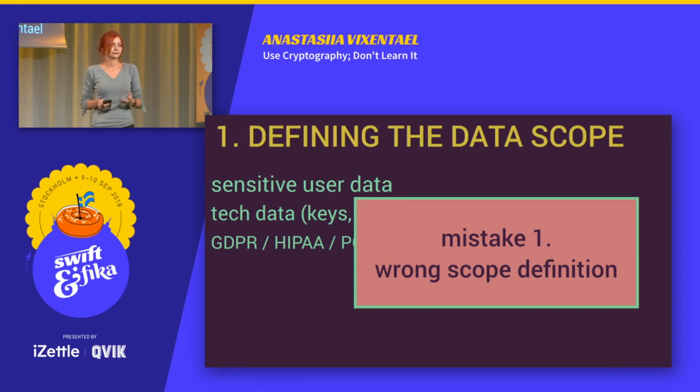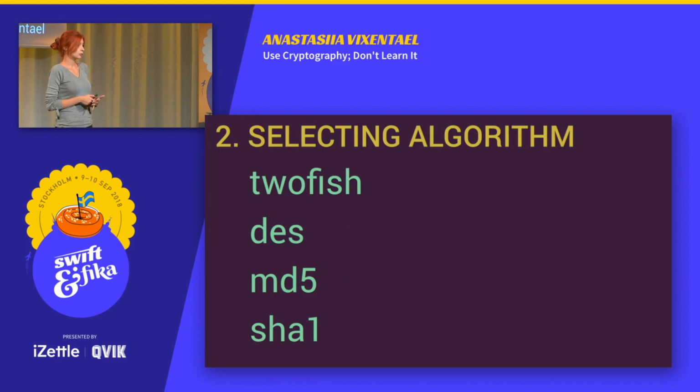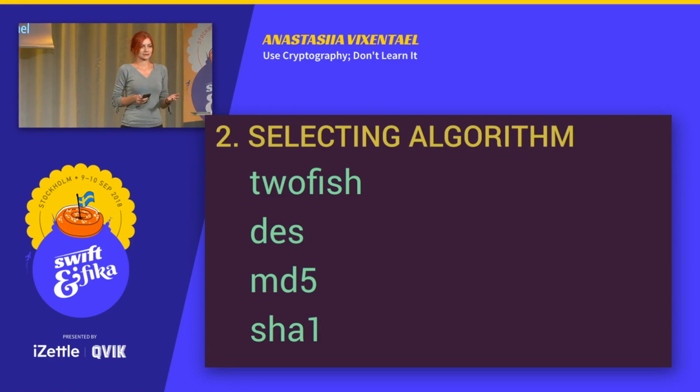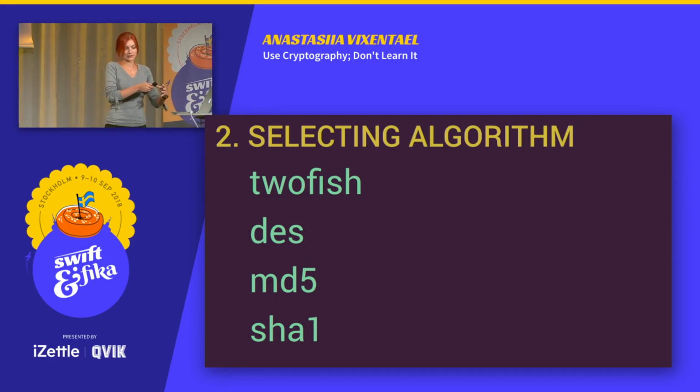How to fix this mistake? Well, you need to build the whole data flow for your application, for your system. You need to build the risk model, the threat model, and write down the compliance regulations, so as not to forget about them. Now, when we are doing the second step, we have defined some data scope, and we are moving next. Let's say we want to protect the stored data. The easiest use case, right? We store something, we want to protect it.